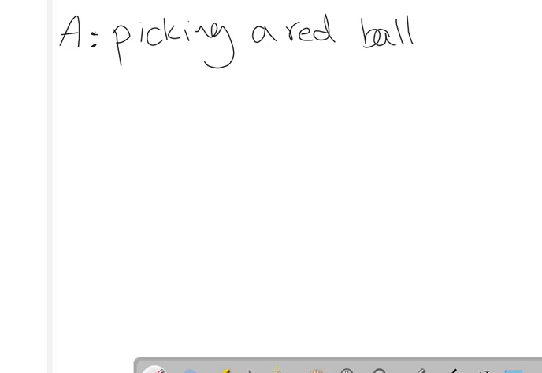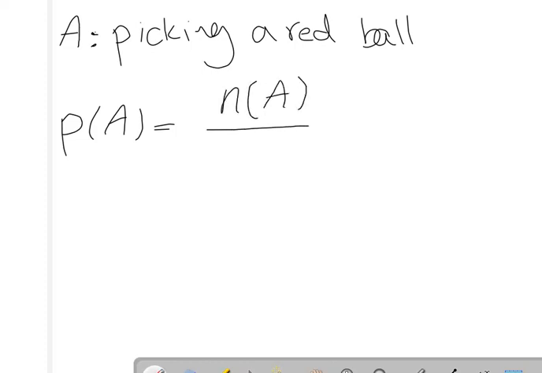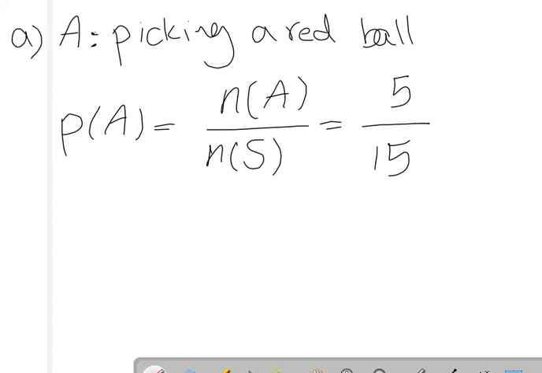So, if event A is picking a red ball, then the probability of A is the number of outcomes in A over the number of outcomes in S. We know that in total we have 15 balls, and also we have 5 red balls in the box. This one is A.